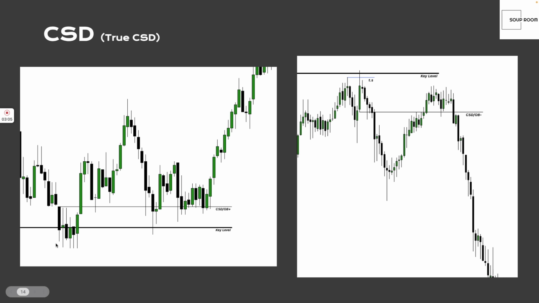So remember, the last down close candle is going to be your change in state of delivery when bullish. Thick and heavy down close candle, and vice versa when bullish. When looking for a bearish order block.